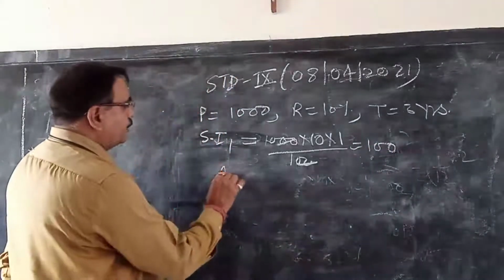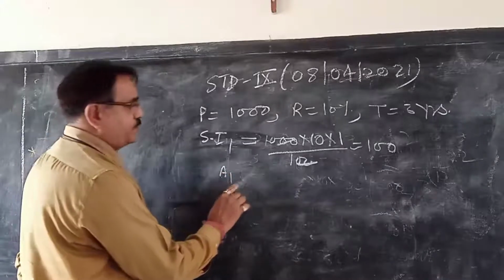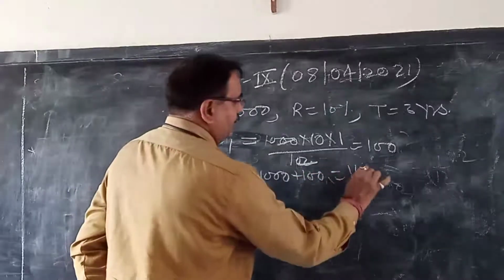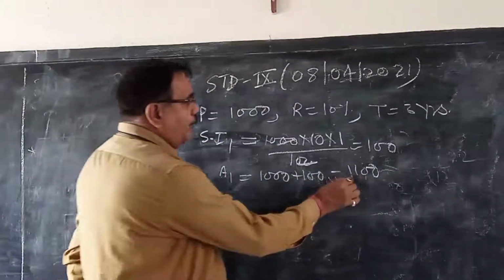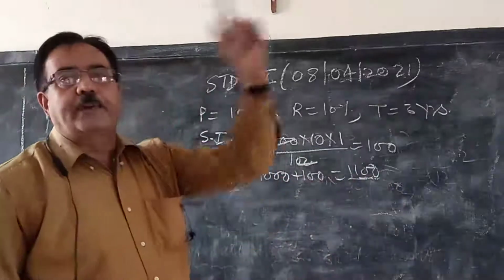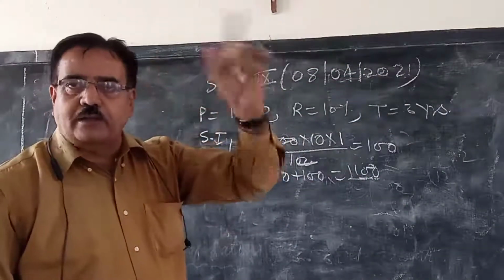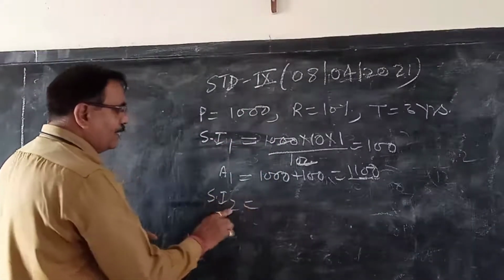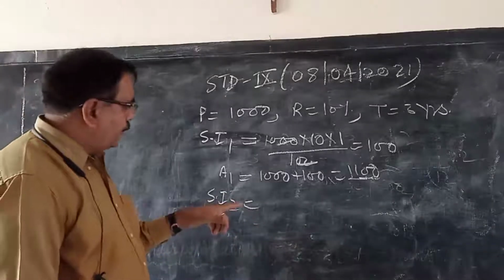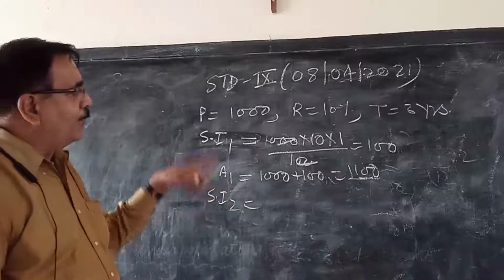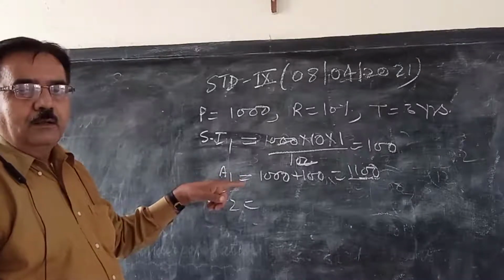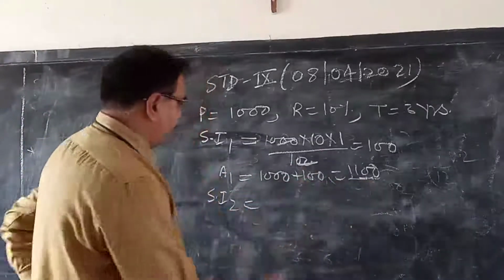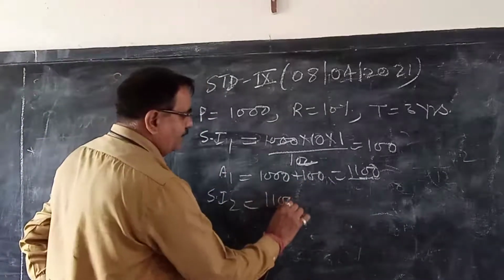Now what is the amount of the first year? A1 is the amount of the first year: 1000 plus 100, that is 1100. Now this amount of the first year becomes the principal for the second year when we calculate compound interest. So SI2 means simple interest for the second year. When we calculate the second year interest, we take the principal which is the amount of the first year, 1100. So in place of P we will write 1100.